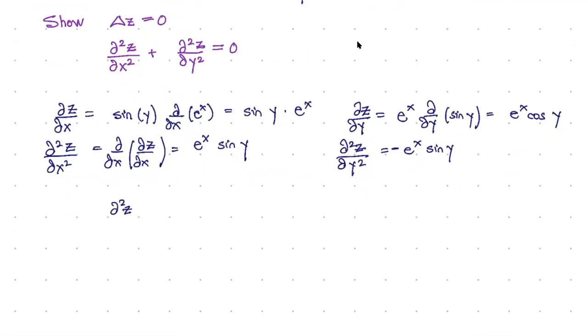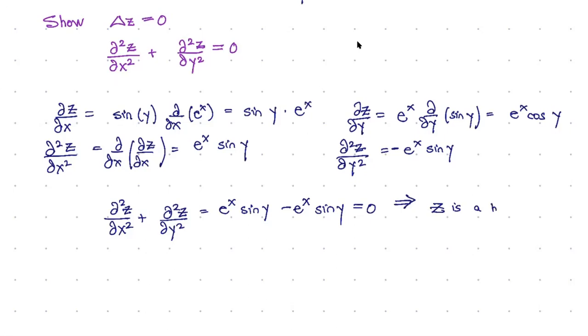Taking the derivatives then and adding them together will give me e to the x sine y minus e to the x sine y, which would equal 0. And so since the sum is equal to 0, the implication is that z is a harmonic function. It's harmonic because the Laplacian, defined as such, delta z, the Laplacian of z is equal to 0. Therefore, z is harmonic.